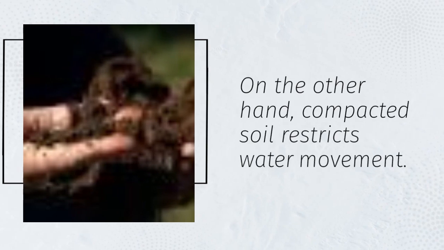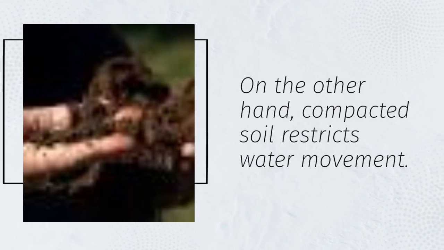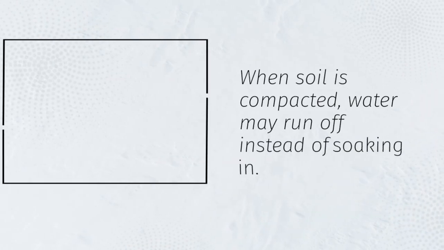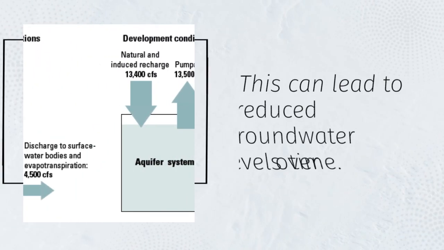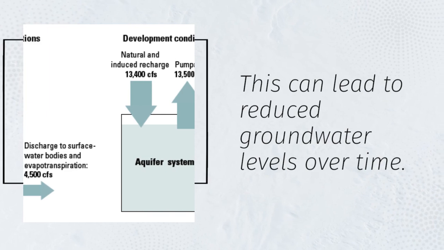On the other hand, compacted soil restricts water movement. When soil is compacted, water may run off instead of soaking in. This can lead to reduced groundwater levels over time.